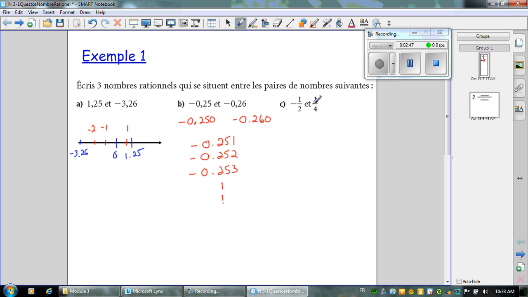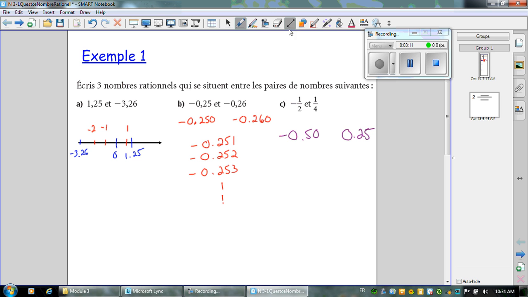And the last one here, you would want to write 3. Well, I suggest you change these into decimals. So to change this into a decimal, negative 1/2, half of a dollar is 50 cents. So you write that as 50 cents. And a quarter, how do you write that? What's a quarter of a dollar? That's 25 cents. So any amount of money between these two is fine.